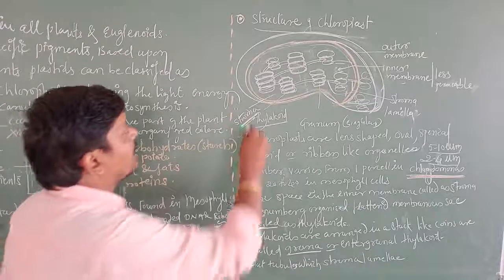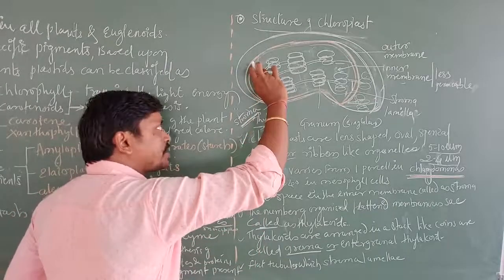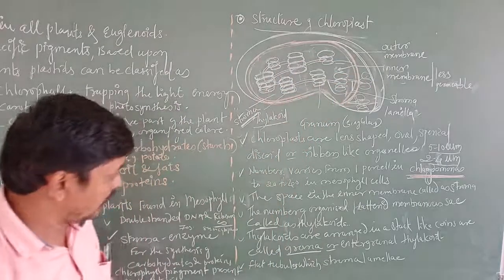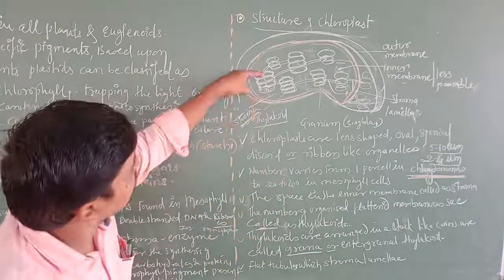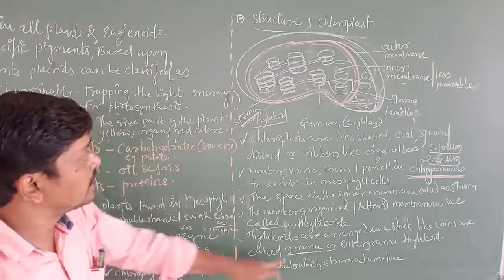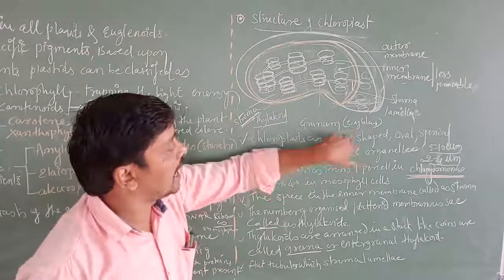And in thylakoids, see 1, 2, 3, 4, all these together form a compound structure. This complete structure is called a thylakoid. Then thylakoids are arranged in stack-like points. Here, these are the stack-like points, 1, 2, 3, 4, and those are called a granum.